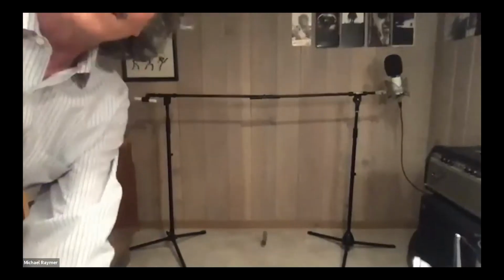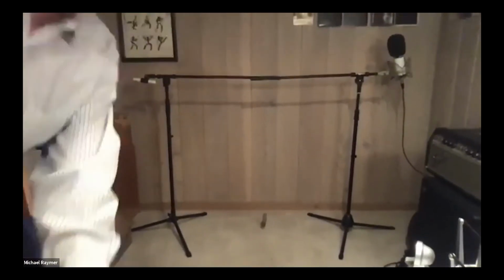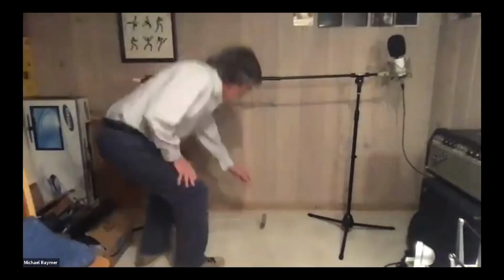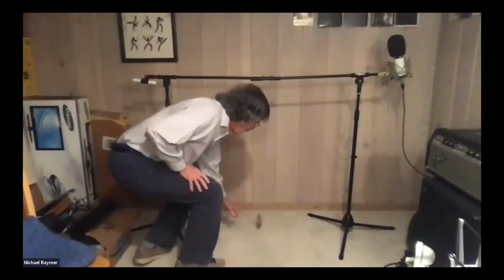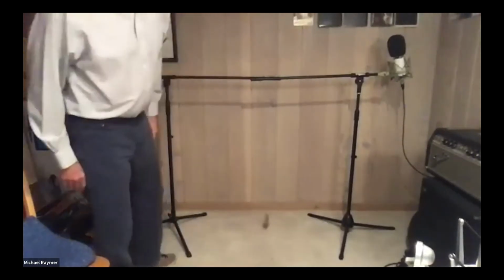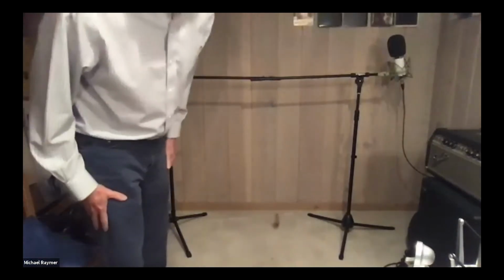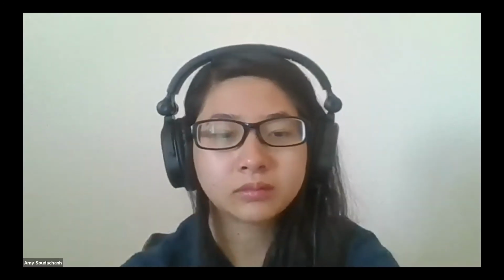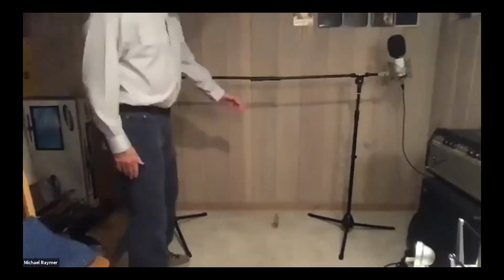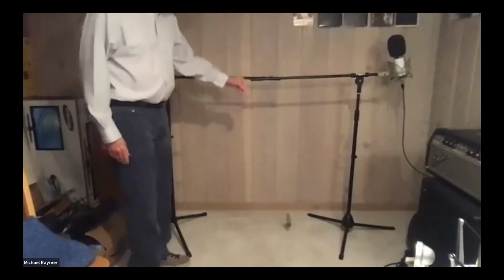If you're in speaker view, can you see my pendulum? I'll have to talk loudly because I'm away from my microphone. So Amy, can you hear me talking? I can.